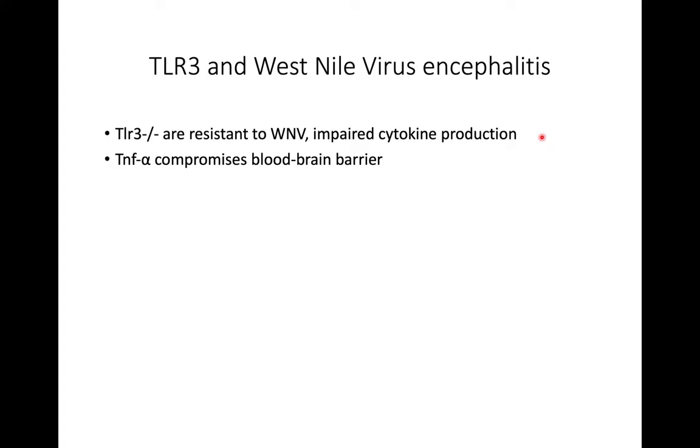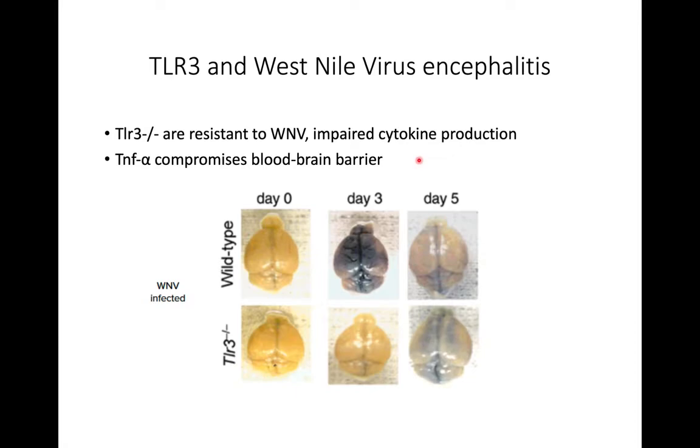We know that in mice that can produce TNF-alpha, that TNF-alpha compromises the blood-brain barrier, leading to encephalitis and swelling. So in our image here, we're looking at wild-type mice that have TLR3 and can produce TNF-alpha, and those that lack TLR3. So day 0, this is a normal mouse brain. It looks nice and healthy.